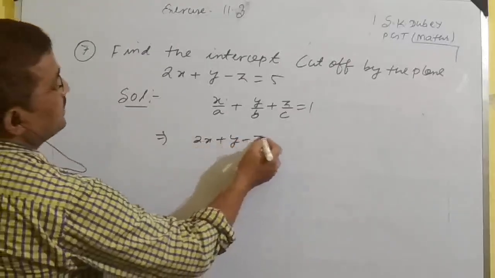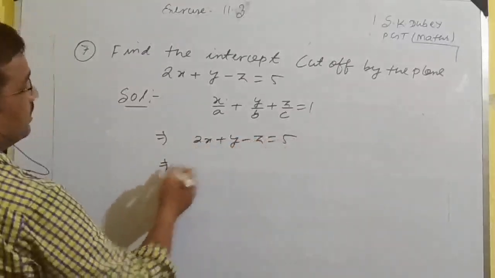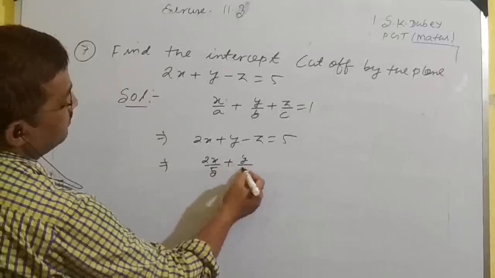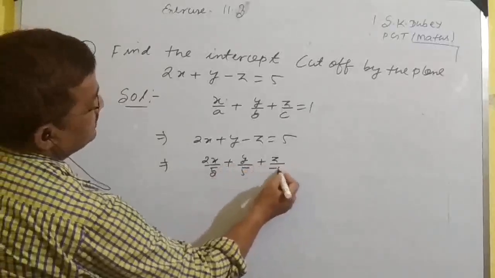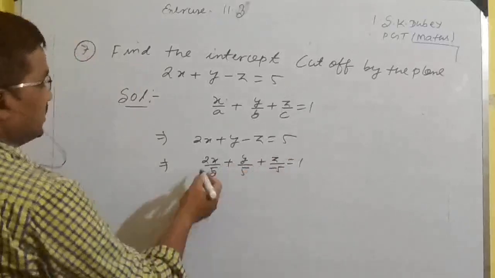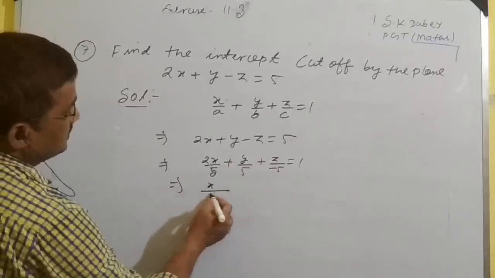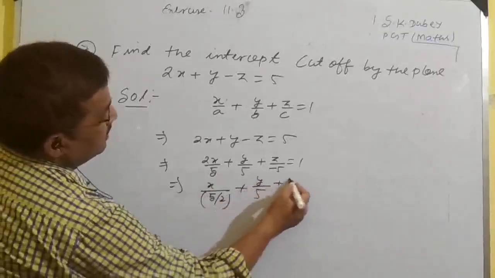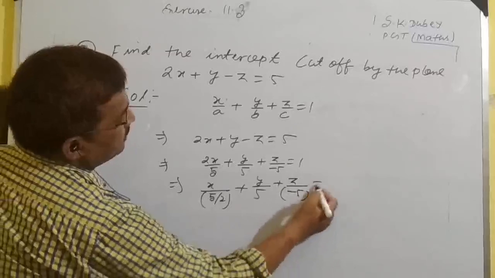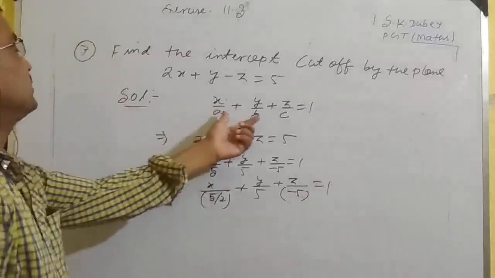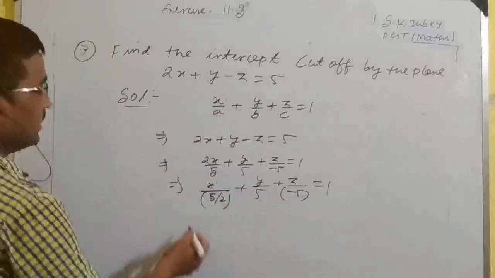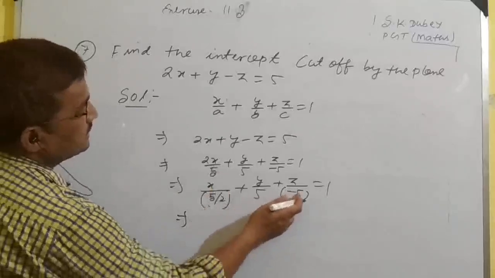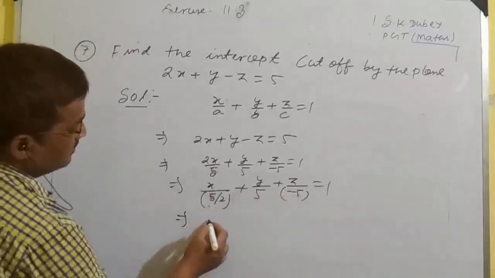2x plus y minus z is equal to 5. Dividing by 5 we can get 2x by 5 plus y by 5 plus z by minus 5 is equal to 1. This can be written as x by 5 by 2 plus y by 5 plus z by minus 5 is equal to 1. Now comparing with this standard equation, we can get x-intercept is 5 by 2, y-intercept is 5 and z-intercept is minus 5.